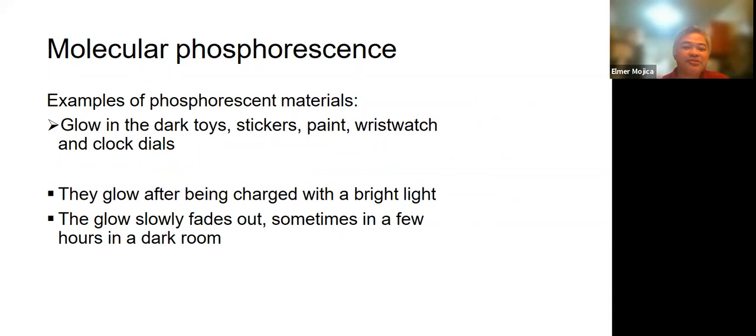But there are examples of phosphorescent material. Maybe you're familiar with glow in the dark toys, yung sticker, yung paint, yung wristwatch, or yung tinatawag na clock dials. You're familiar with this one, right? We have a glow stick. They last for a while, unlike sa fluorescence, they only last when you hit them. And after the light source is gone, you don't see them anymore. Most phosphorescent material glows after being charged with bright light, and the glow slowly fades out in a few hours in a dark room.